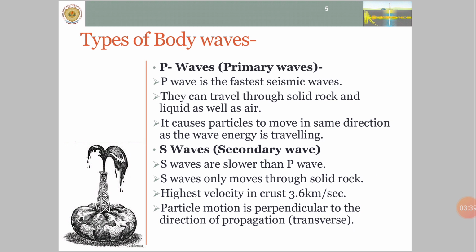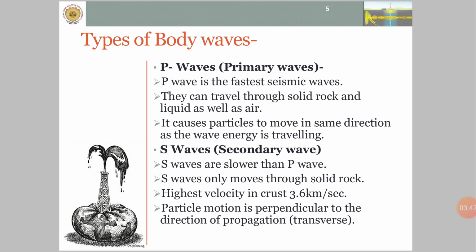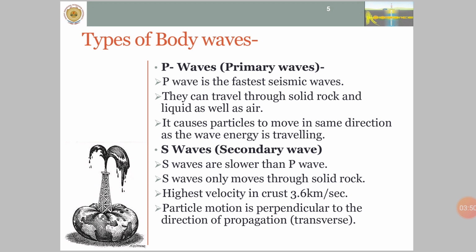One is the P waves, which are the primary waves. P wave is the fastest seismic wave. They can travel through solid rock and liquid as well as air. It causes particles to move in the same direction as the wave energy is traveling.